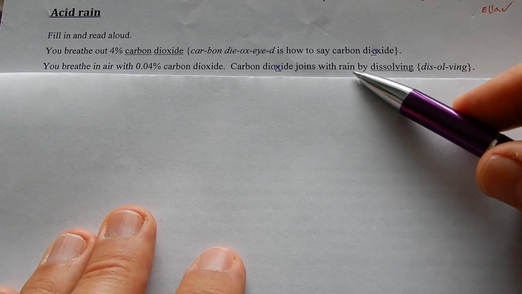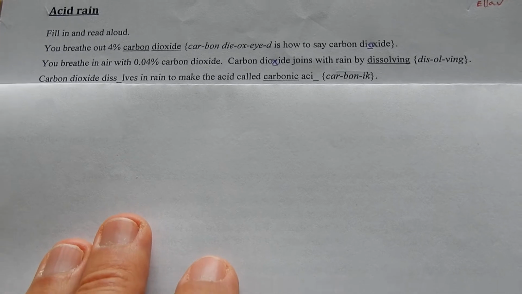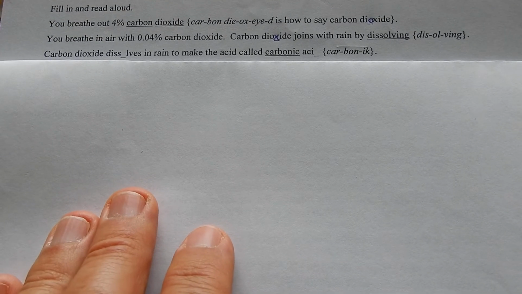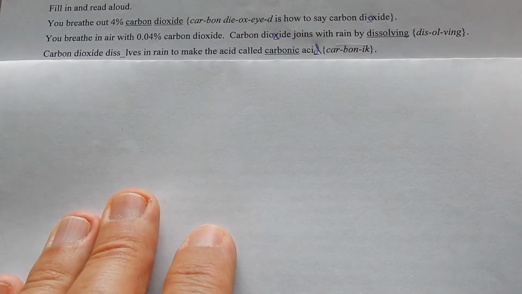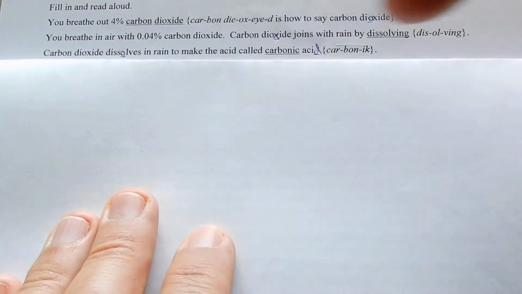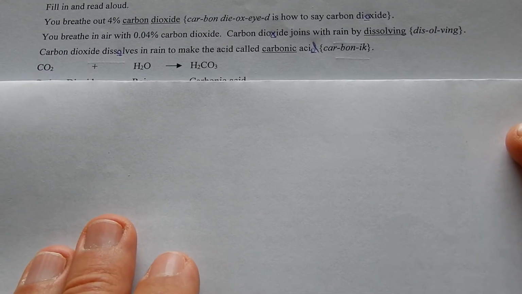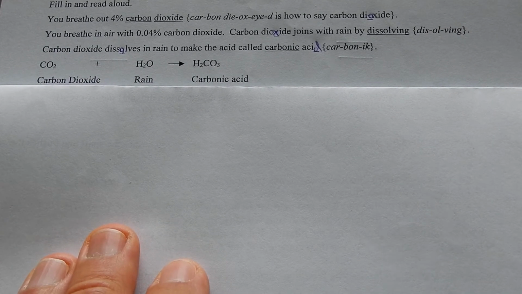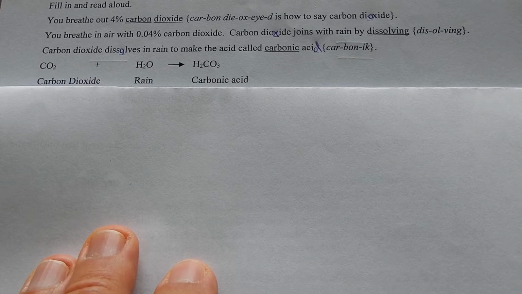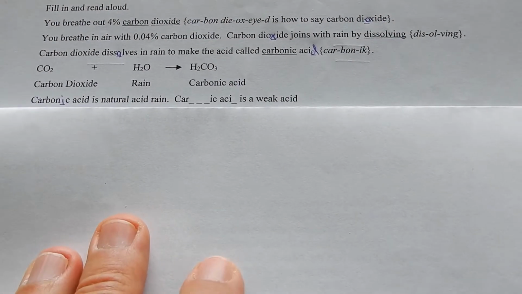Carbon dioxide joins with rain by dissolving. Carbon dioxide dissolves in rain to make acid. The acid is called carbonic acid. Yes, this is natural acid rain. Rain is naturally a little bit acid. It's a weak acid, carbonic acid. CO2 plus H2O gives H2CO3, carbonic acid.